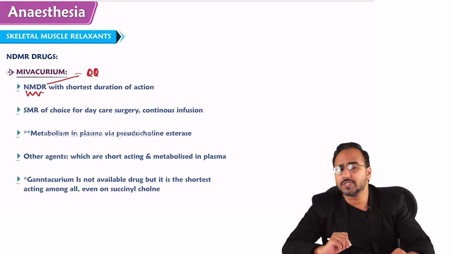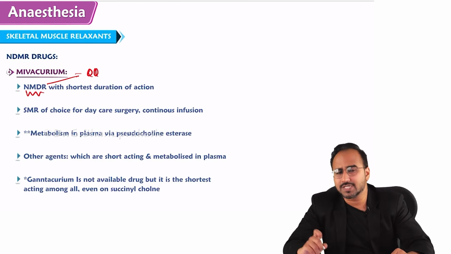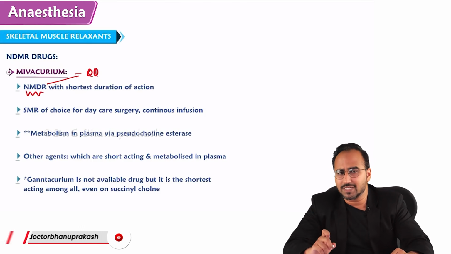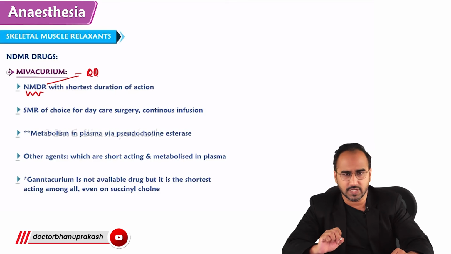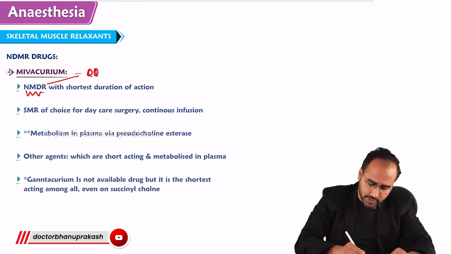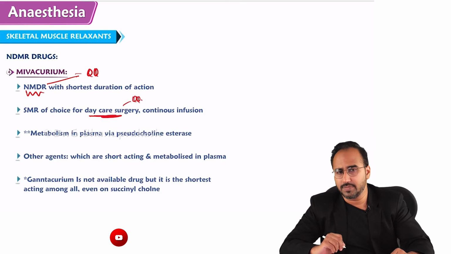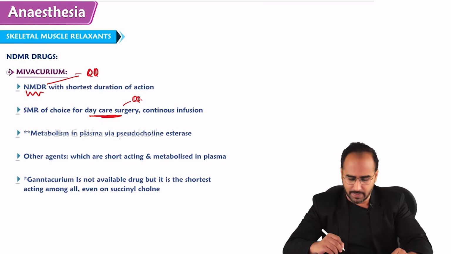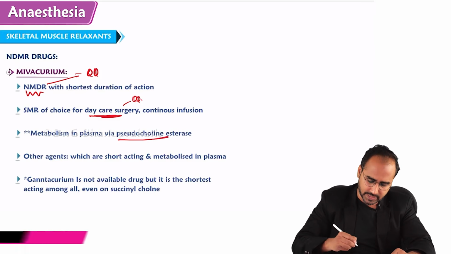Right? And this was introduced for what? The query of the surgeons was, we want a muscle relaxant for daycare surgery. That was the query. So the muscle relaxant of choice for daycare surgery was Mivacurium. Where was Mivacurium metabolized? In the plasma by plasma pseudocholinesterase.